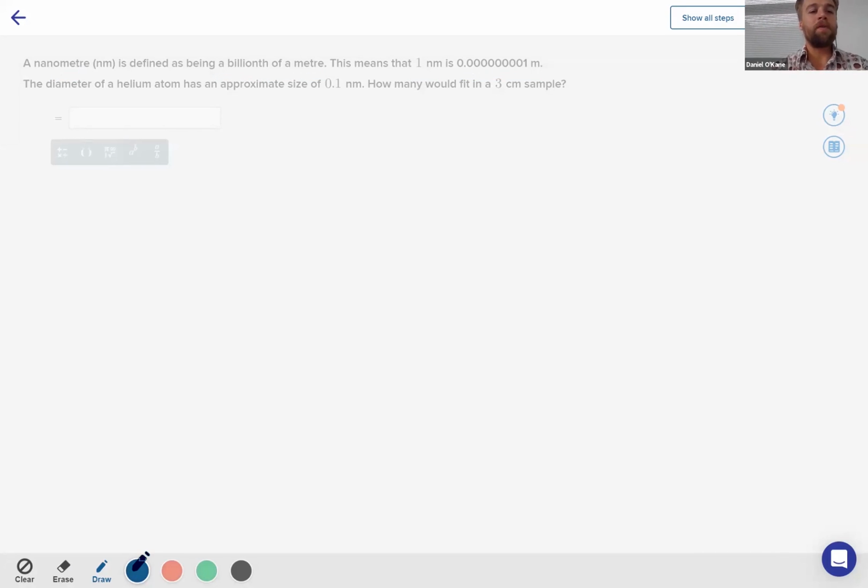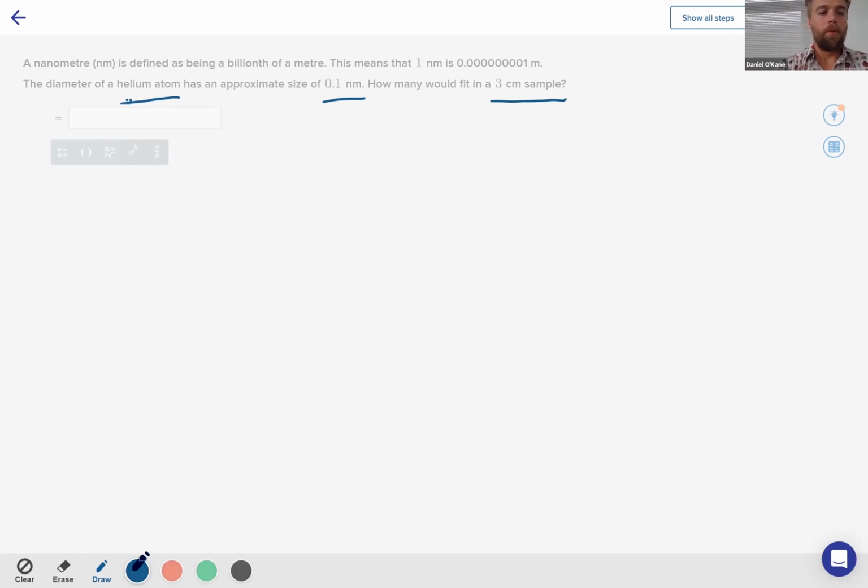So the diameter of a helium atom, so again, we're talking about this atom, very, very tiny, it's a particle, okay? Can't even see it using a microscope, all right? You have an approximate size of 0.1 nanometers. So then how many atoms would fit then in a 3 centimeter sample? So we're just assuming that we're kind of lining them up in a row to create 3 centimeters, okay?